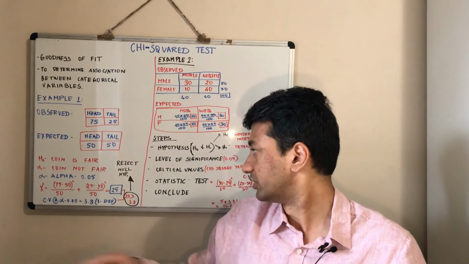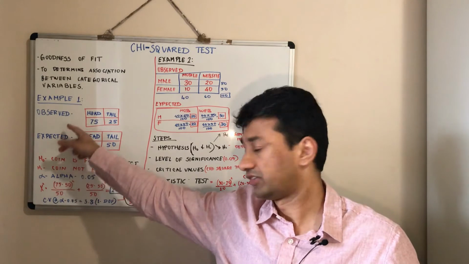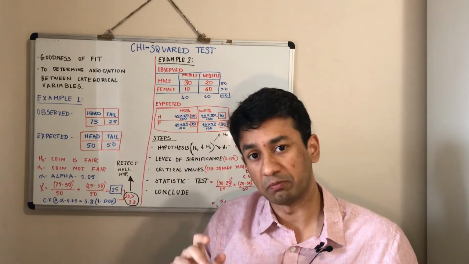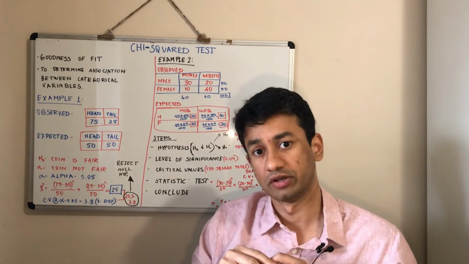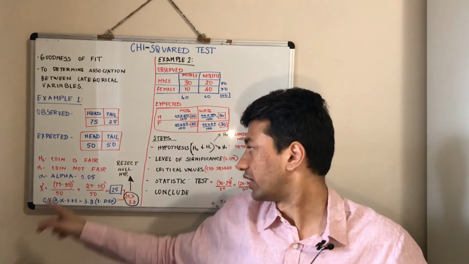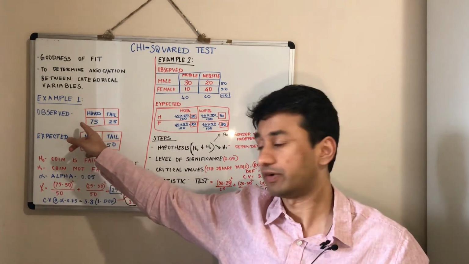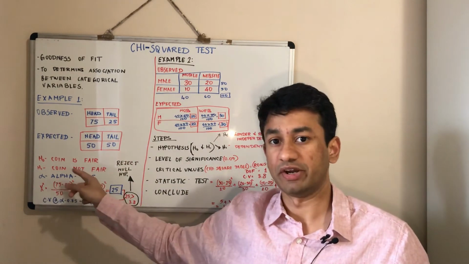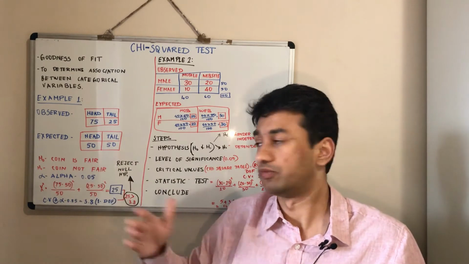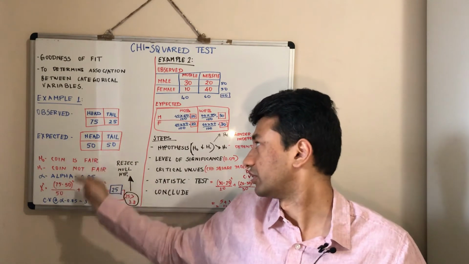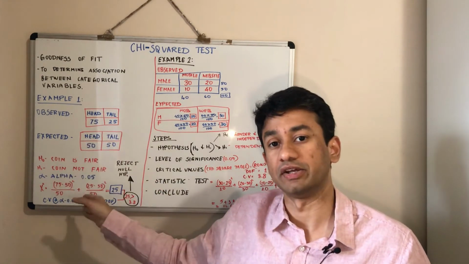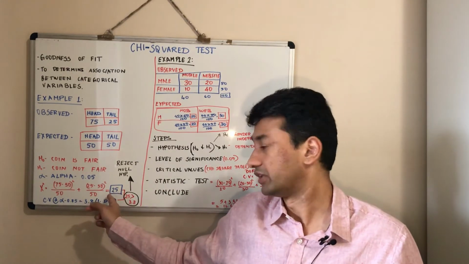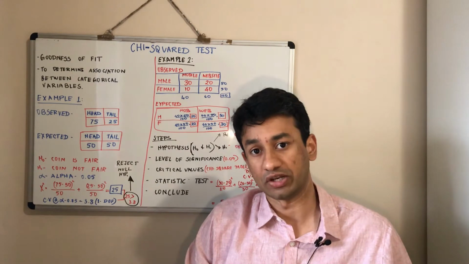We do the summation of the observed value minus the expected value, squared, divided by the expected value. As you see here, the observed value is 75, minus 50, squared, divided by 50, and then we add the other value too, since we have two combinations. In this example, the chi-square value that we are getting is 25.